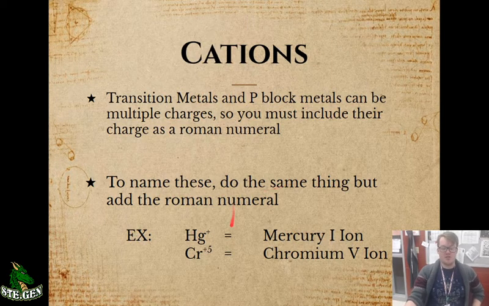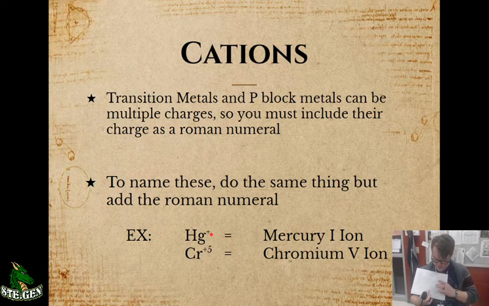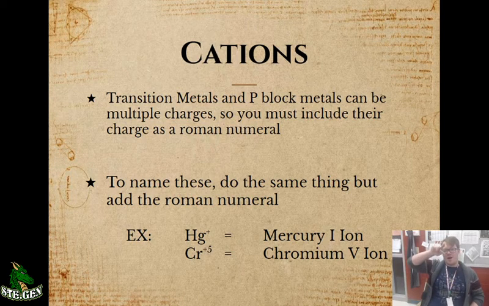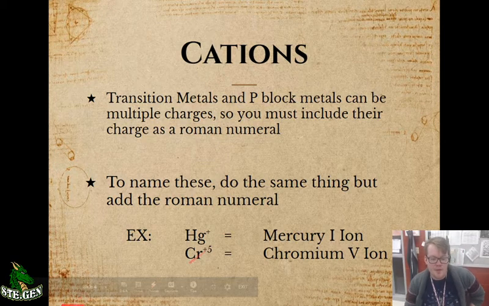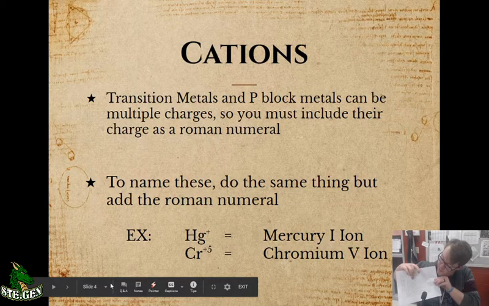So in this case, Hg+, that's mercury. But because mercury is in this lower section of the table, because mercury is in the D block, we have to call it by its charge as well, because mercury could have multiple possible charges. So we say mercury 1 ion, or a mercury(I) ion. Chromium is up here. It's on the top of the D block as well.